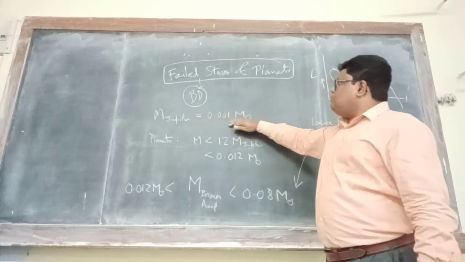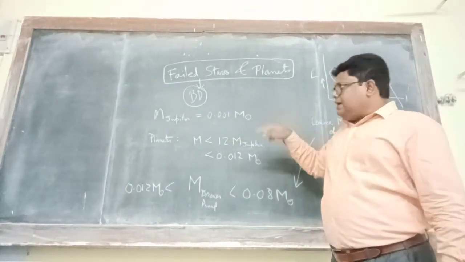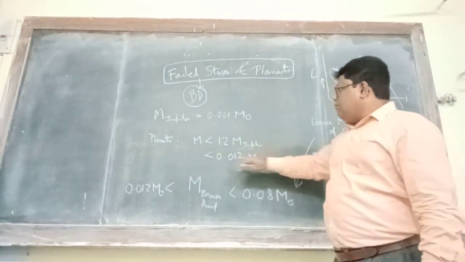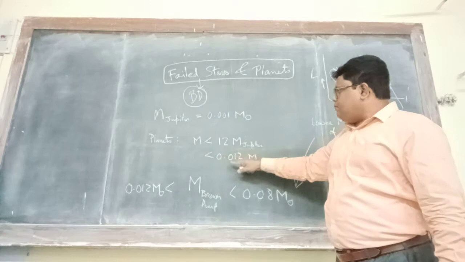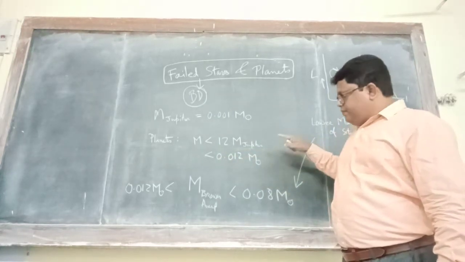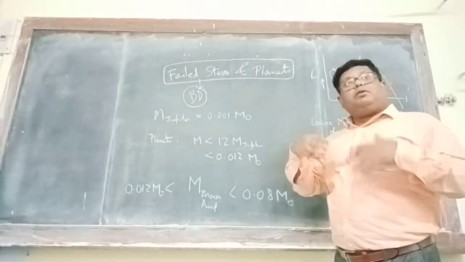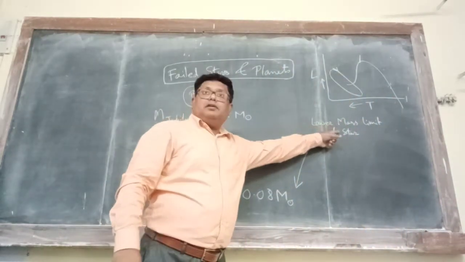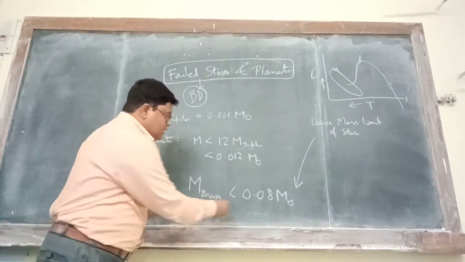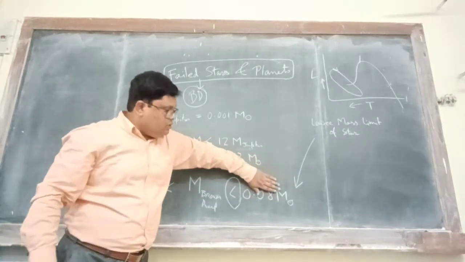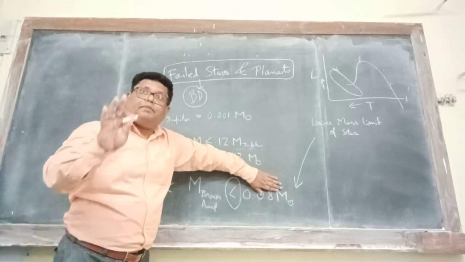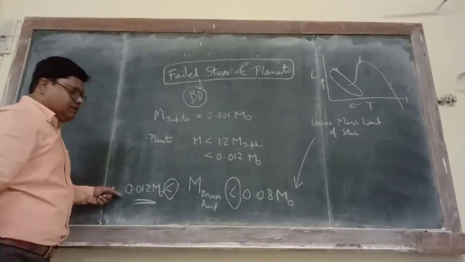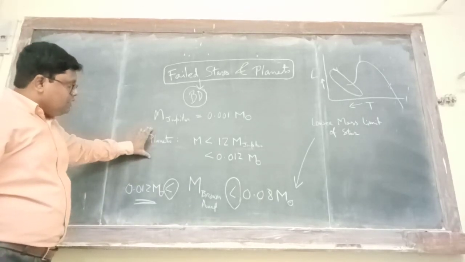You see, the mass of Jupiter is around 0.001 solar mass, and planets are defined to have masses less than 12 times the Jupiter mass. So the mass of planets is less than 0.012 solar mass, right? So what about a brown dwarf? What is the range of mass of a brown dwarf? A brown dwarf will have mass lower than the lower mass limit for a star, that is, less than 0.08 solar mass, because this is the lowest mass star where fusion will happen. So a brown dwarf's mass is less than that, and it is of course greater than the planet's mass, because planets have masses lower than this limit.